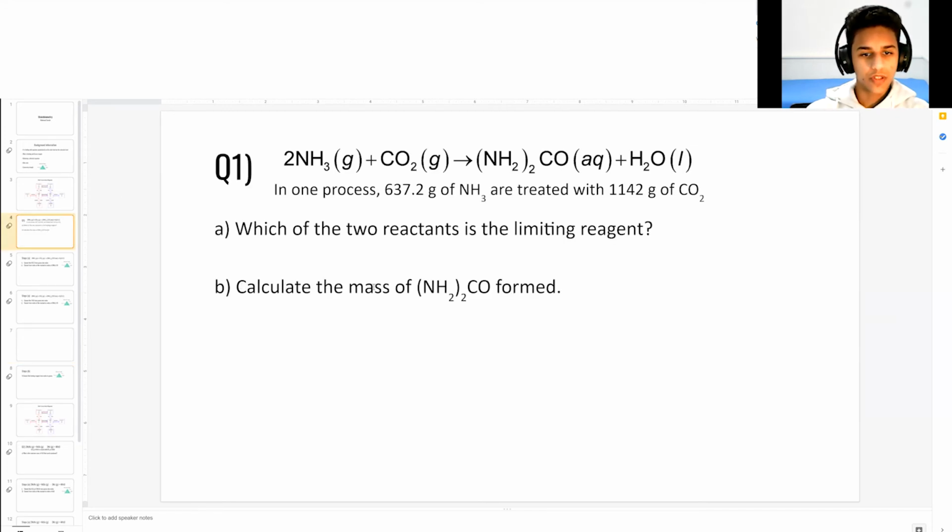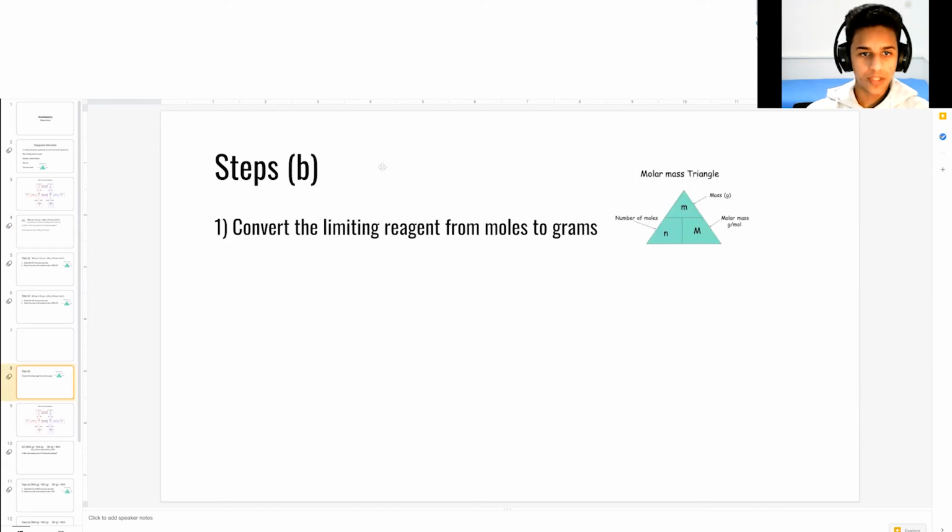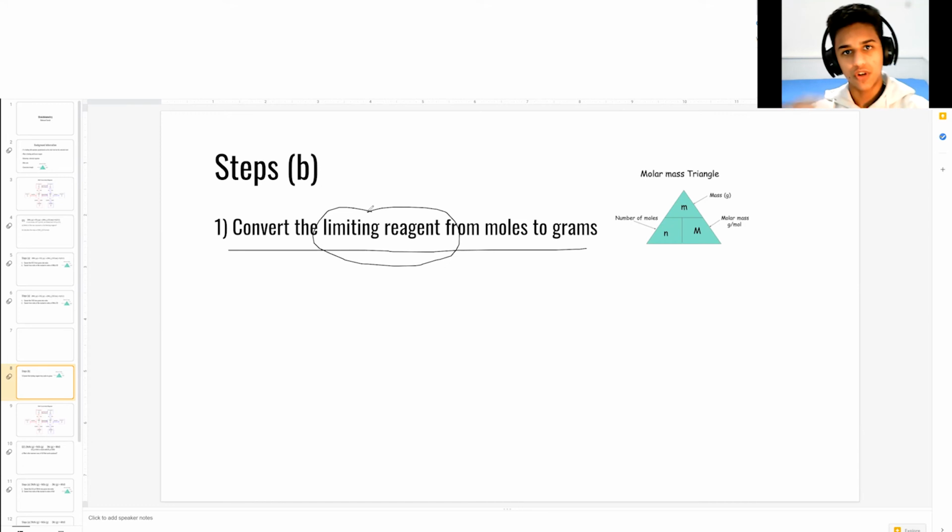It's asking for the mass of the urea formed after the reaction. So there is one step that we're gonna do, which is this one: convert the limiting reagent from moles to grams. Why the limiting reagent? Because we always do our calculations on the lower number. If we did it on the excess, the limiting, because it's the smaller one, will not fit our needs.